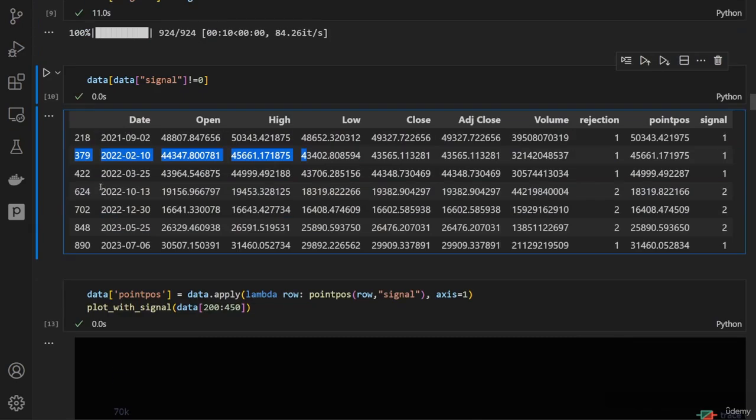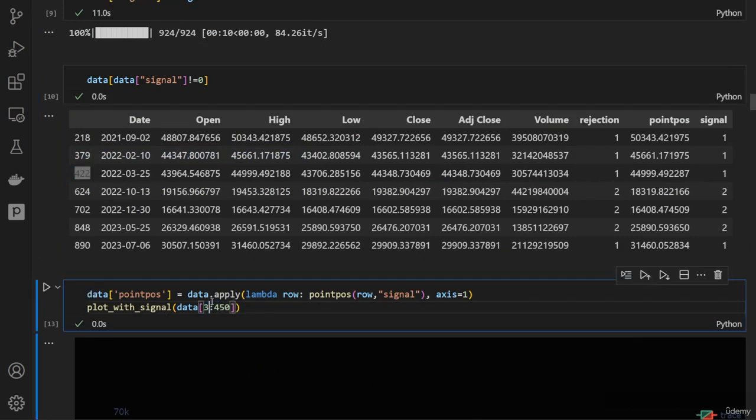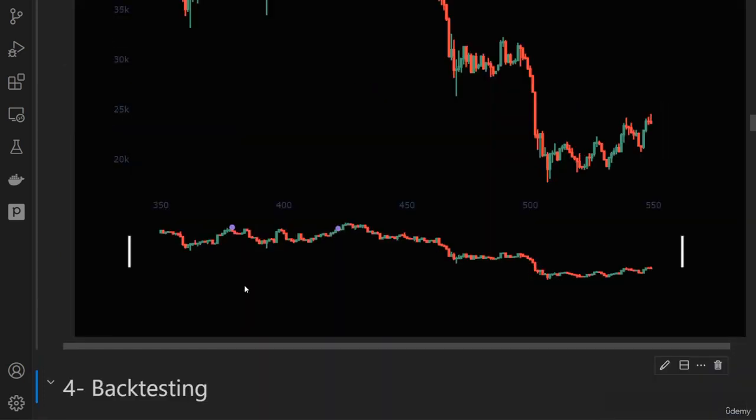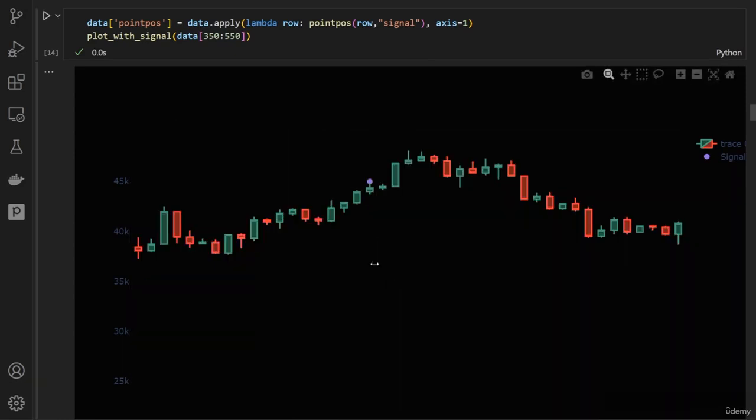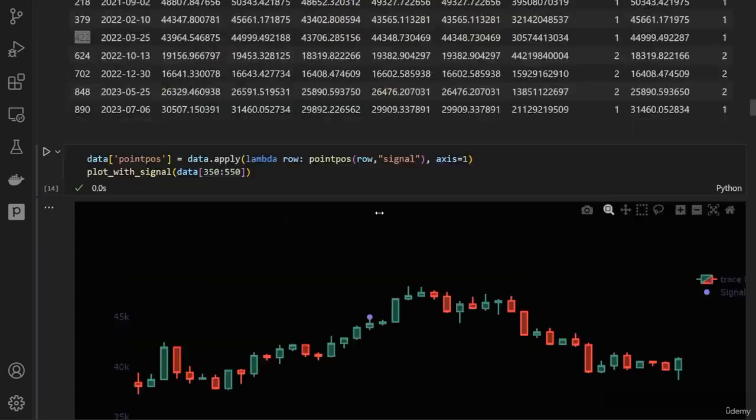We can also verify another one like 422. Let's check. So I'm plotting from 350 until, let's say, 550. So 422 should be somewhere. This one is 379, so it's a good one. 422 is a false signal. Look at this one. So it's happening at a resistance level. It's kind of a rejection candle that we can filter actually because the body is way too small. But for now, the way we've built this algorithm, this one is kind of a false signal.